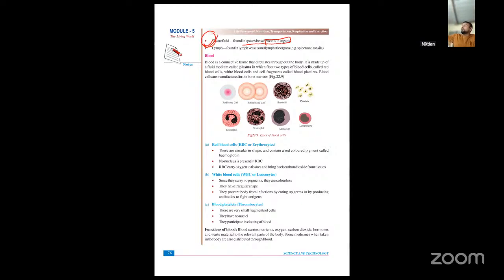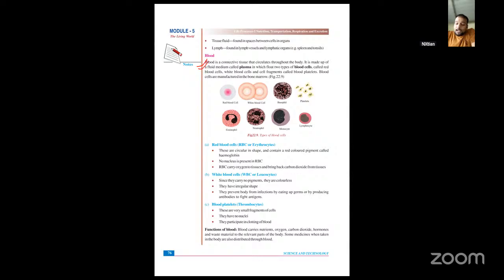Okay, so this is called tissue fluid. Understood? Yes or no? And the third part is lymph. Lymph is the vessels which are found in spleen and tonsils. We'll learn more about lymph. Okay. So first is blood.